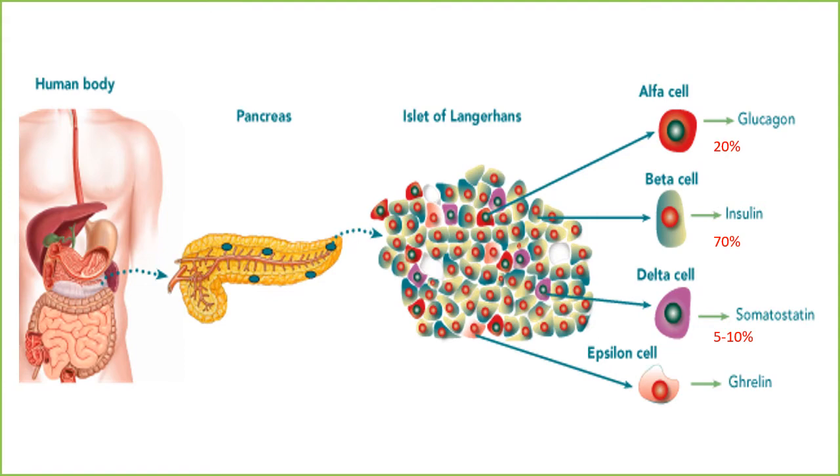Now as we know, pancreas has small lobules which consist of the islets of Langerhans. These islets of Langerhans have further four cells, which are alpha cell, which constitutes about 20%, beta cell, which constitutes about 70%, and delta cell about 5 to 10%.